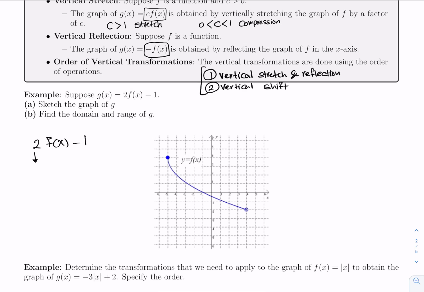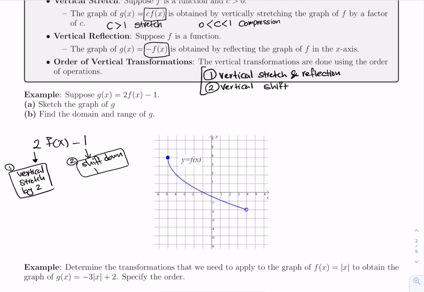2 means we need to apply a vertical stretch by 2. Means all the y coordinates times 2. And minus 1 means shift down 1 unit. In this order, first we stretch and then we shift. Okay, let's apply this step by step.